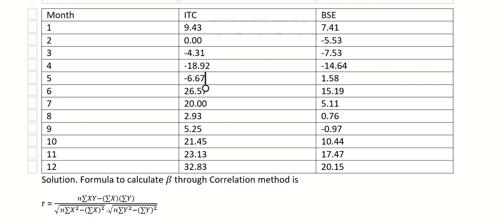Okay. So here returns of ITC are 9.430, 4.31, and so on; monthly returns are given to you. So these are monthly returns. Okay. So in case of BSE, these are also monthly returns. Now I will be calculating beta through the correlation method.